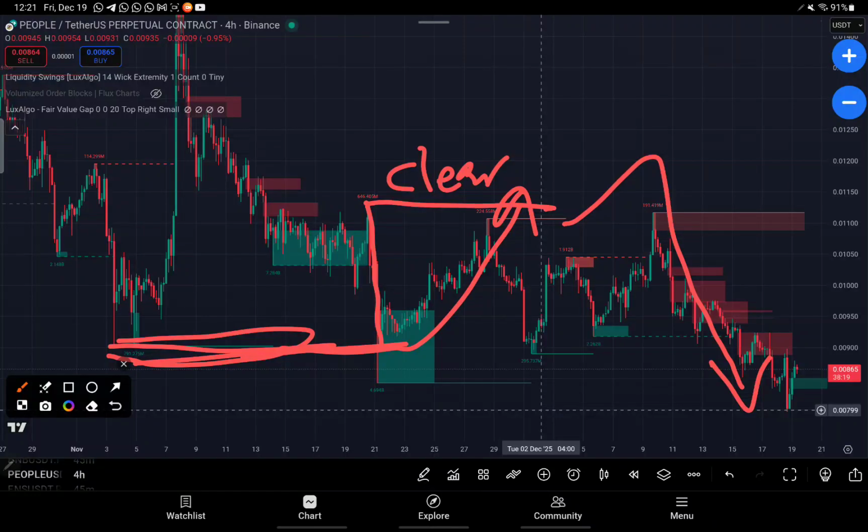It works very, very well. Practice it, backtest it, and then you can give me your feedback in the comment section on how it has helped you to make a better informed decision when you are trying to enter a trade.